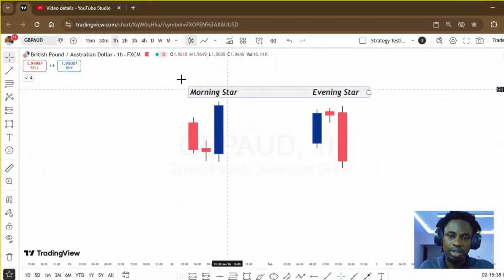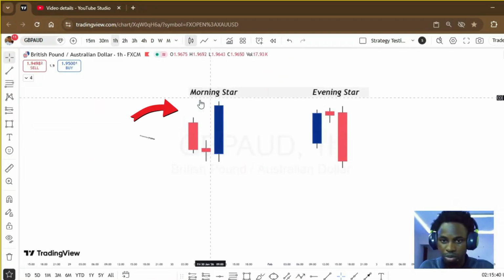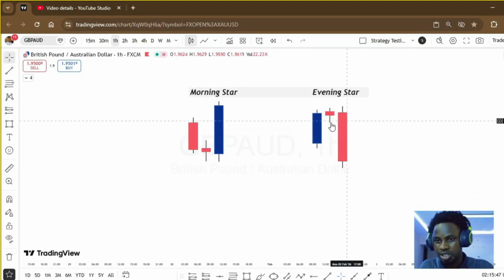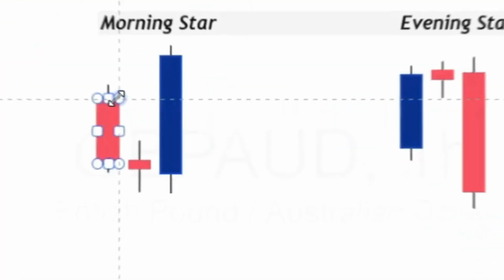All right. So this is the first morning star. This one is very, very common. You actually see this almost everywhere. And this evening star as well is very, very common. You see it almost everywhere. This morning star, what it does is what?